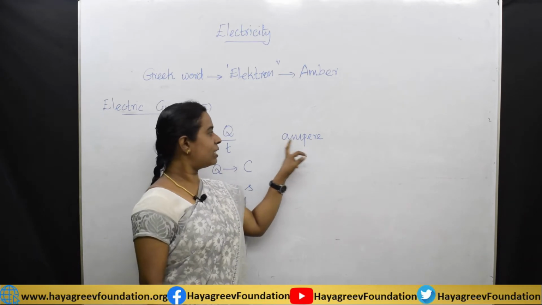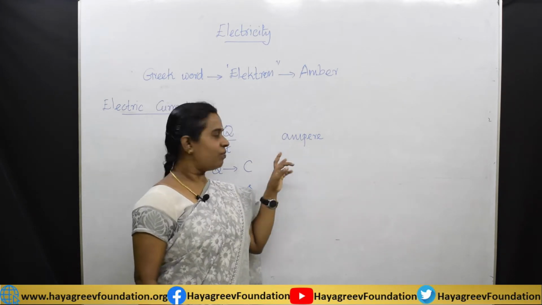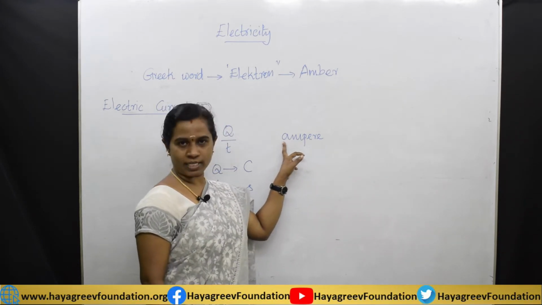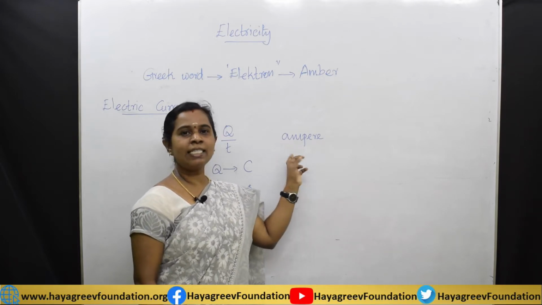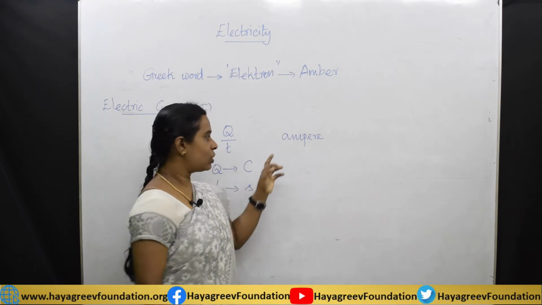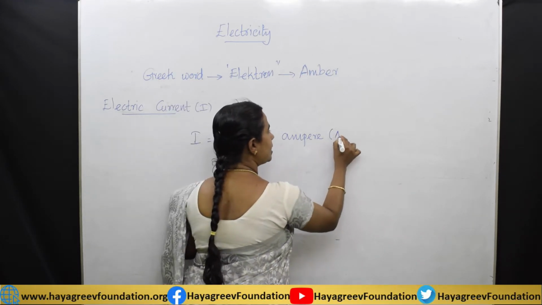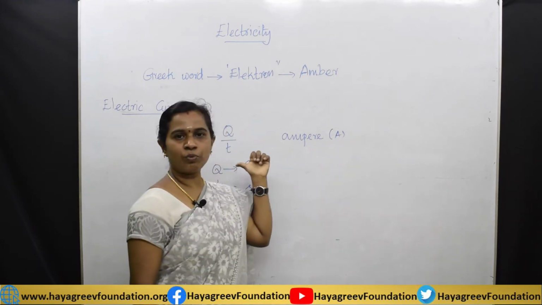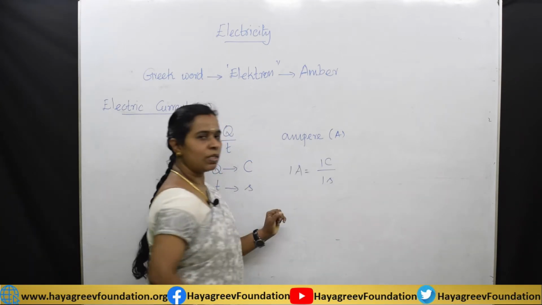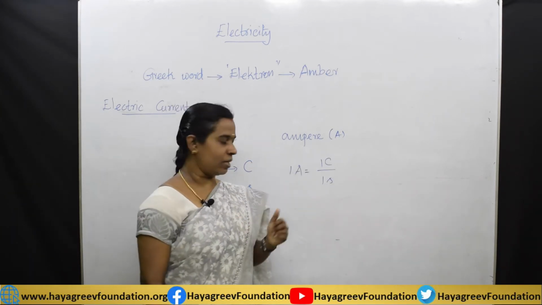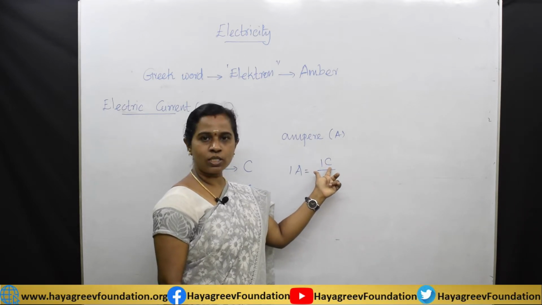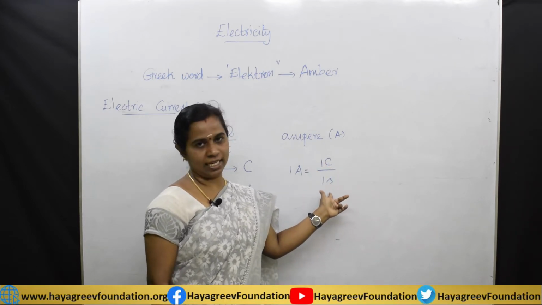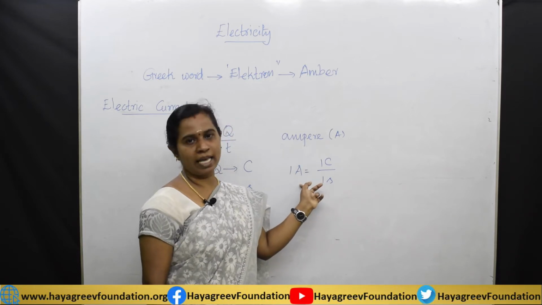When we write ampere in words, we have to start with a small letter. If we use a capital letter, that represents a scientist's name. The ampere symbol is A. The SI unit of current is 1 ampere. Now let us define 1 ampere. 1 ampere is when 1 coulomb of charge flows in 1 second; then the current is 1 ampere.